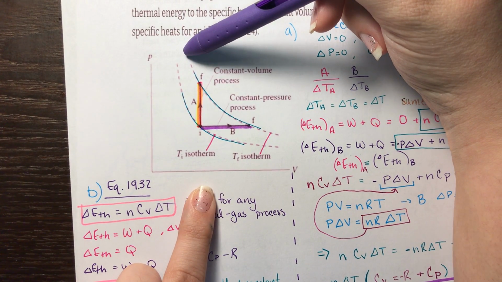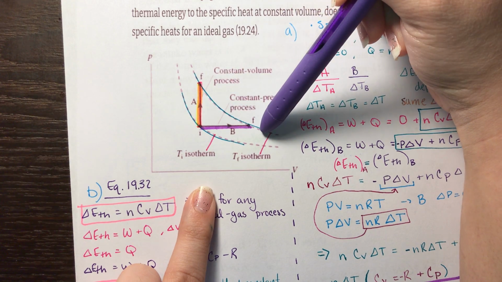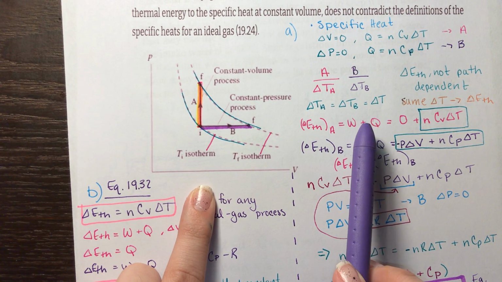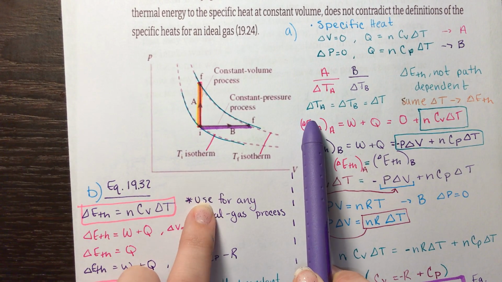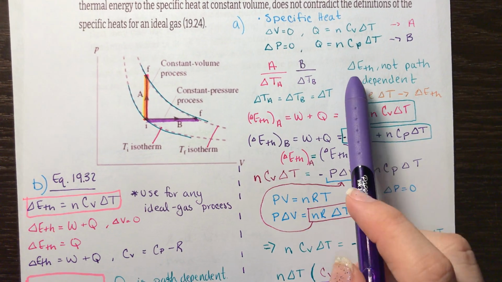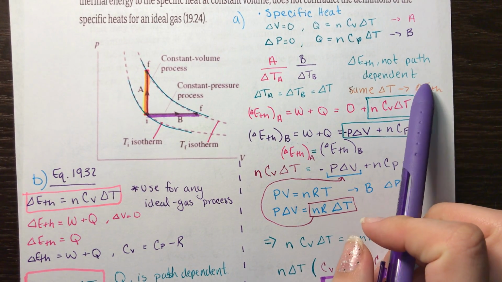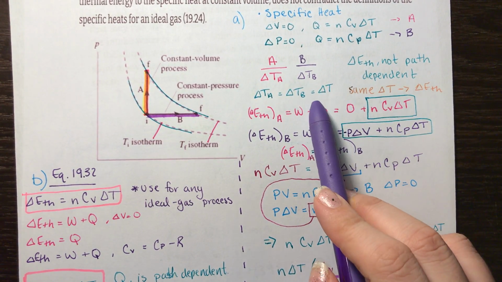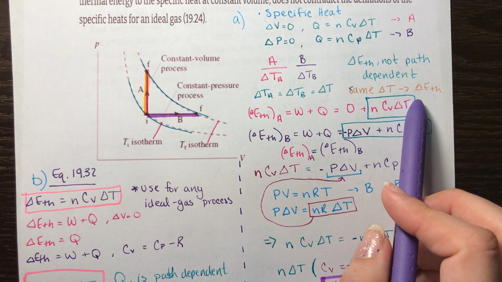And since the two final points both end on this second graph, we know that they will have the same final temperature, so the change in temperature for path A and path B will be the same. Now, for the thermal energy, we know that the delta E is not path dependent, so if we have the same temperature, this automatically means that we're going to have the same delta thermal energy.